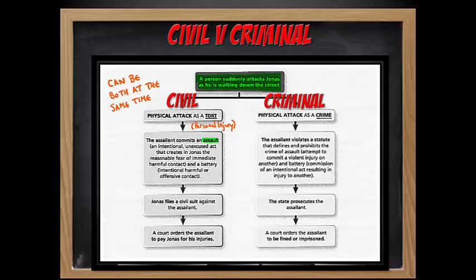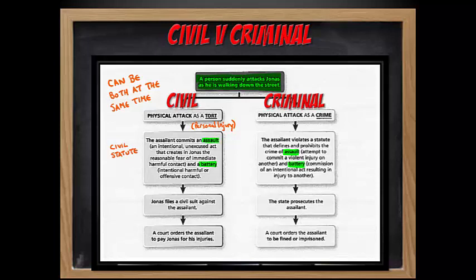For a civil case, assault is an intentional act, not accidental, that creates a reasonable apprehension or belief that there will be an immediate harmful or offensive contact. And battery is the intentional harmful or offensive contact. For a criminal case, assault is the attempt to injure another, and battery is the act that results in the injury of another. Note the differences.